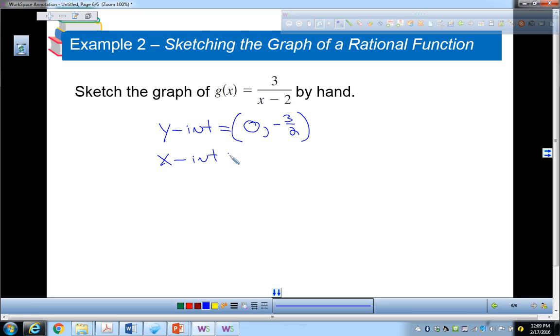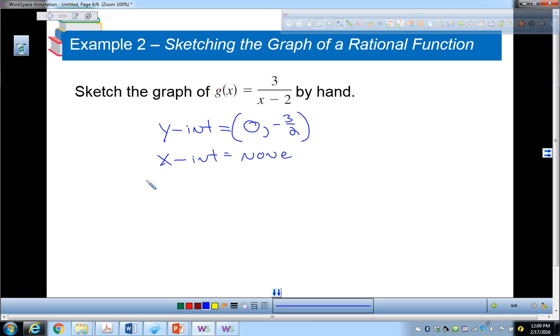X-intercept. Who can tell me what the x-intercept is? There is none, because to find the x-intercept, you set the top equal to 0. Well, the top is never going to be equal to 0. The top's always going to be equal to 3. So there is none, okay? If you can't turn this into 0, then there's no x-intercept. What was the next thing?